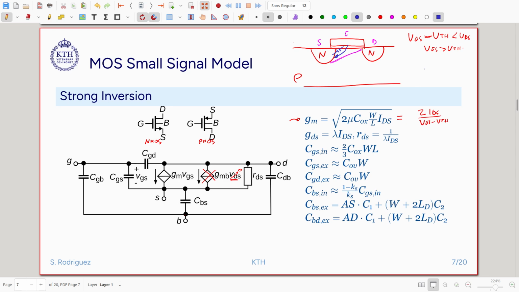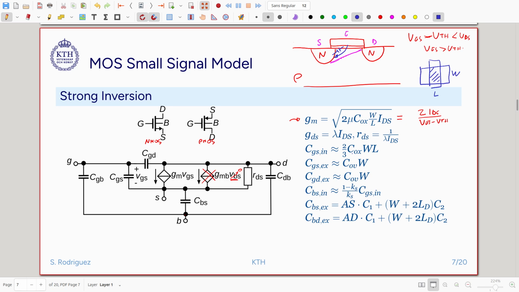This capacitance is formed here, and it takes this value, 2/3 of Cox and the dimensions of the transistor. When we see the transistor from the top view, it will look like this. We have the length, we have the width, the transistor will be here. So basically it will be 2/3 of the whole area multiplied by the oxide capacitance when it is in saturation and in strong inversion. So this is an intrinsic capacitance.